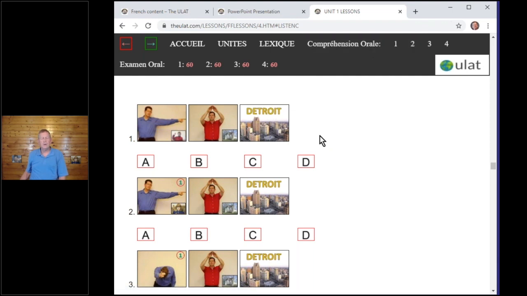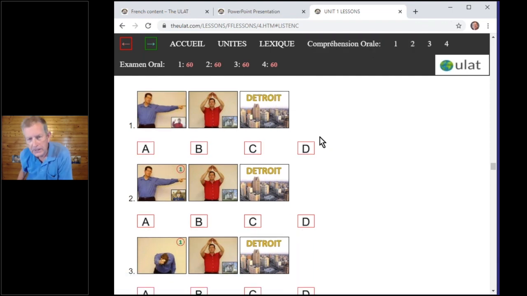And here you see there are going to be 12 sentences, and you'll hear 4 different statements for each sentence. Look at this statement right here. If you've been practicing your ULAT lessons, you should know how to form that statement right there. And I'm going to give you 4 possible answers. You pick the one that's correct and write it down.